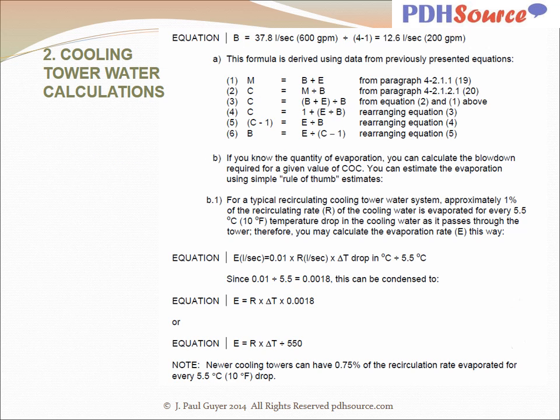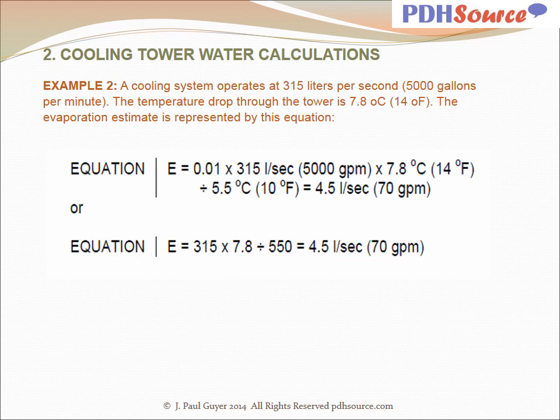An example calculation is shown on this slide. A second example: a cooling system operates at 5,000 gallons per minute. The temperature drop through the tower is 14 degrees Fahrenheit. The evaporation estimate is represented by the equation indicated on this slide.